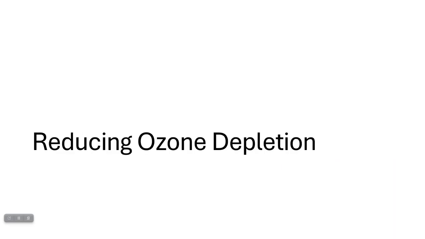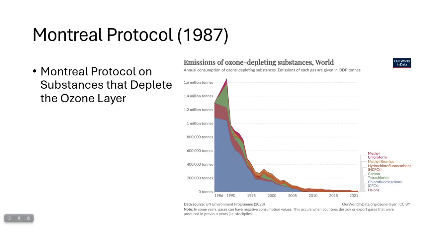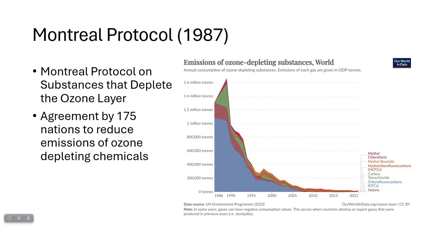So, how do we reduce ozone depletion? Well, it took a good decade or so for the scientists responsible for discovering this to really bring attention to the problem and kind of jolt people into acting. And so in 1987, about 175 nations met in Montreal, Canada, and agreed to the Montreal Protocol on Substances that Deplete the Ozone Layer.